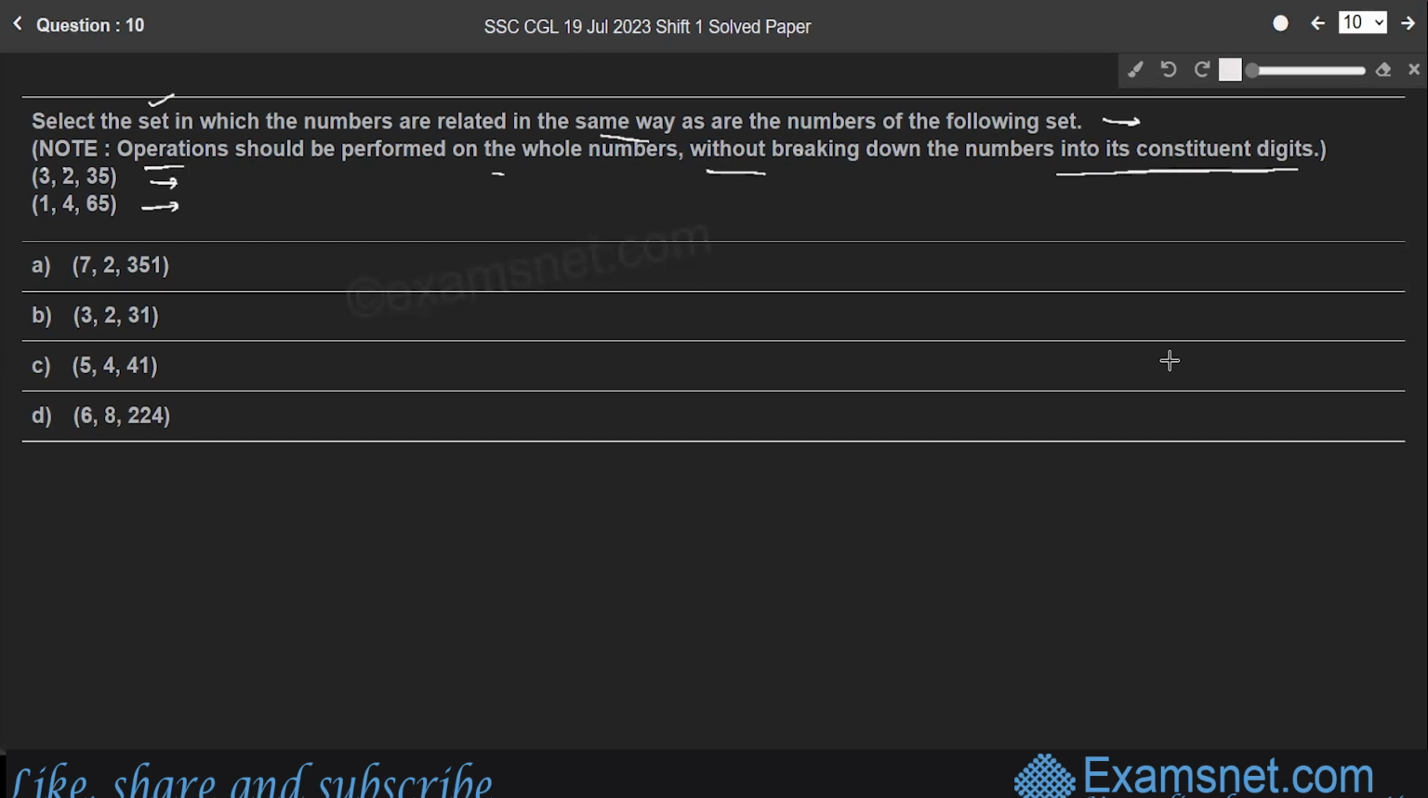So here first 2 numbers are 3 and 2, right? Consider cube of first number plus cube of second number, right? So 3 cube is 27, whereas 2 cube is 8. So 27 plus 8 is 35, which is the third number. Here the simple rule is, cube of first number plus cube of second number gives third number.